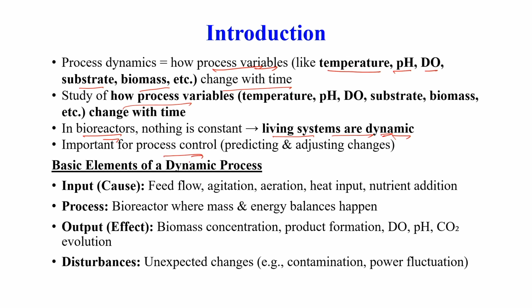And why is it important? By process control one can predict that and adjust the changes. What does it mean? It means for process control, as I discussed, we need to monitor the controlled variable, that is the outlet, and once you are measuring, you should be able to make the necessary changes for the desired aim or desired goal of the process.